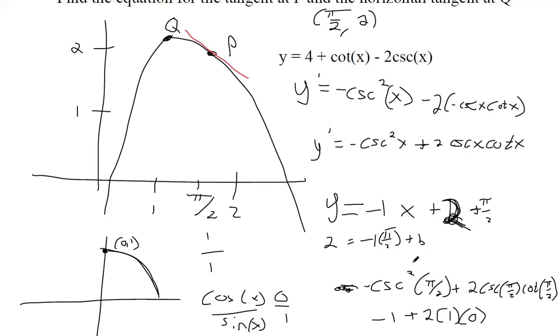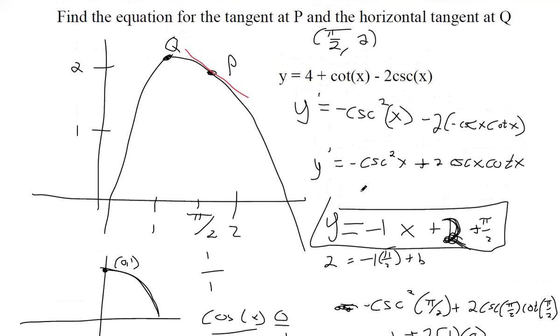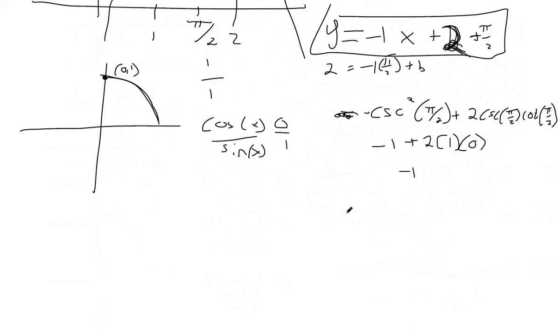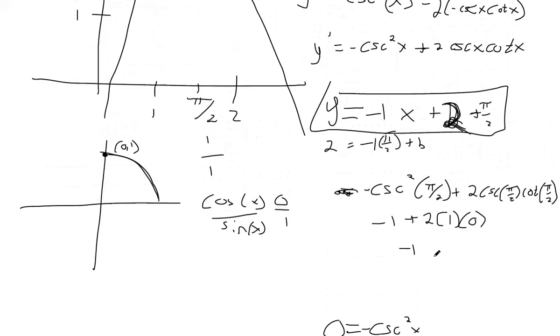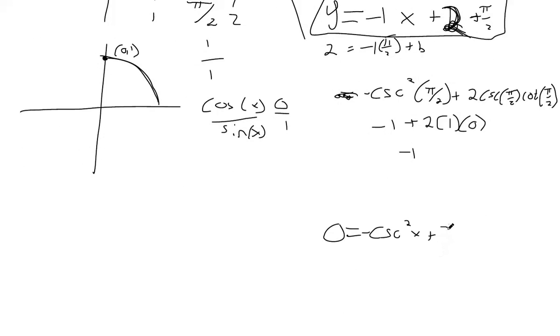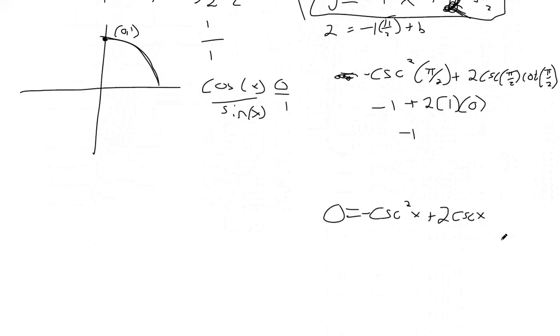There's our full equation. And then the horizontal tangent. Horizontal tangents happen when the derivative is equal to 0. So I'm going to plug 0 into this side of the equation and then solve for x. So I've got 0 equals negative cosecant squared plus 2 cosecant x cotangent x.